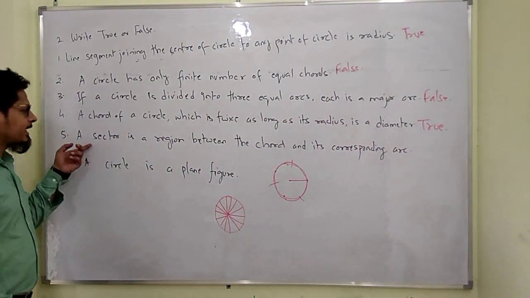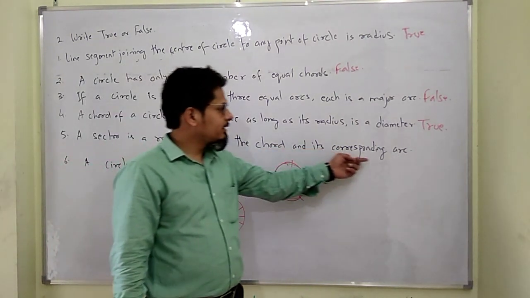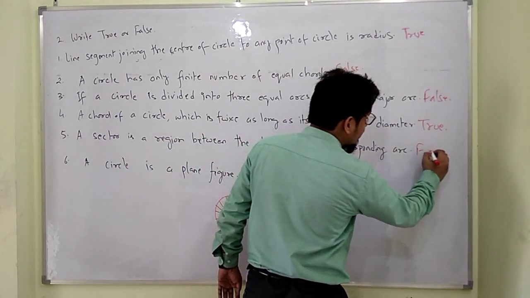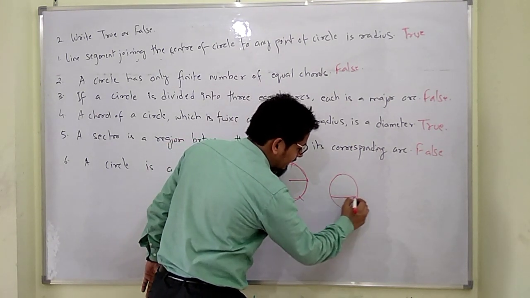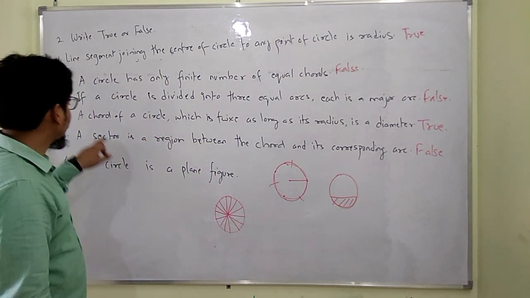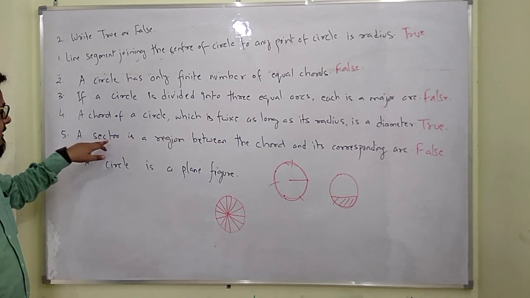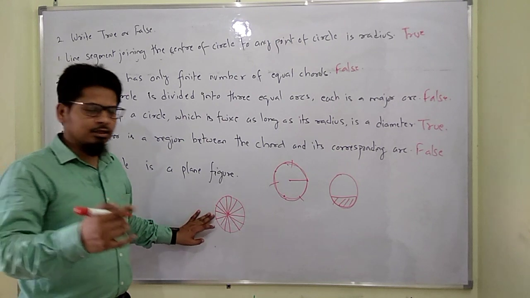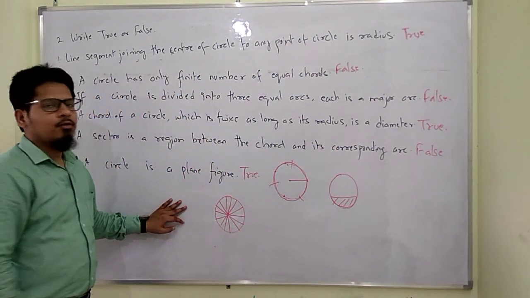And come on, fifth one: the sector is a region between the chord and the corresponding arc. This is false. It will be segment. Class, you see the figure. It is the chord and this is the arc. This region is called what? Segment, not sector. It is mentioned here as sector. So this is false. Okay. The right answer will be segment. Sixth one: a circle is a plane figure. This is true. Okay.